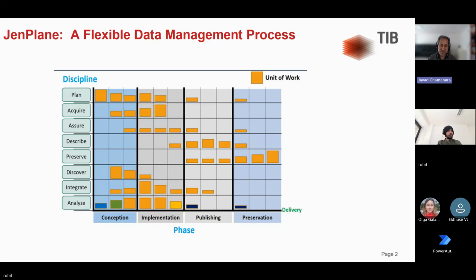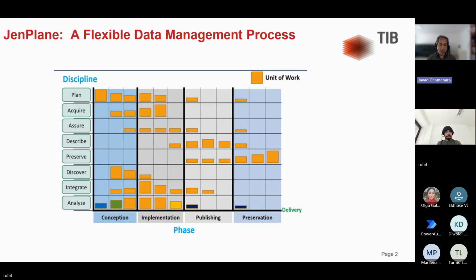If you look at the preserve, for example, basically you don't do preservation in consumption and implementation. You start doing this in the publication phase and later on extensively in the preservation phase. So this is giving you the chance and the power to flexibly choose when you want to put focus on where. So this is part of the flexibility.